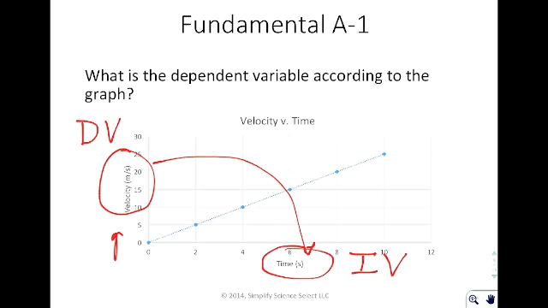So for example, this is very similar to the lab that we did. The velocity of the car at a certain point depends on how long the car was able to roll down the ramp. The longer the car was able to roll down the ramp, the greater the velocity. So velocity depends on the time. The time does not depend on the velocity. So that's why we have our dependent variable and our independent variable.